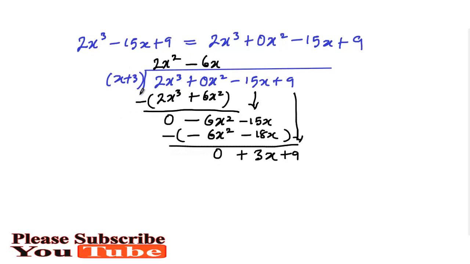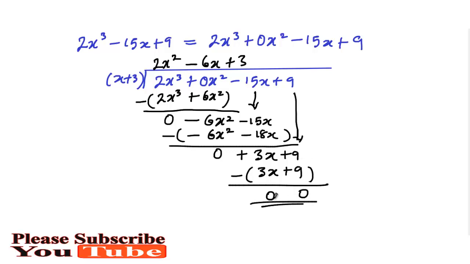This one will now give us x in 3x, that's 3x divided by x, that will be plus 3. Then 3 times x gives us 3x. Then 3 times 3 is 9. So we subtract. 3x minus 3x is 0, 9 minus 9 is 0.